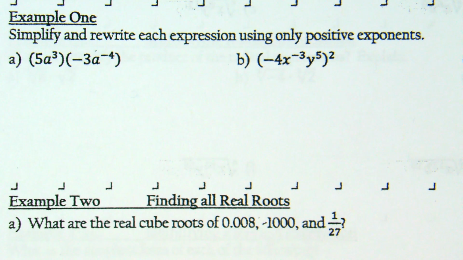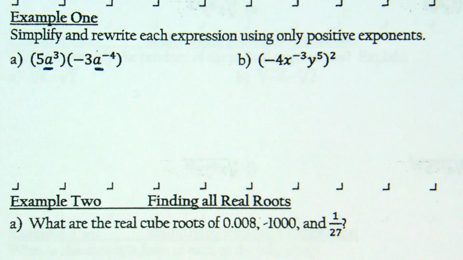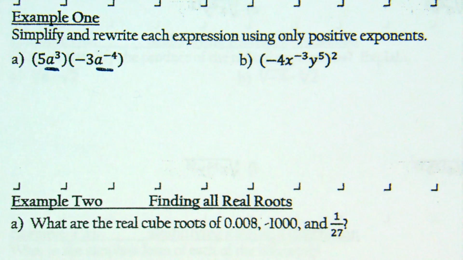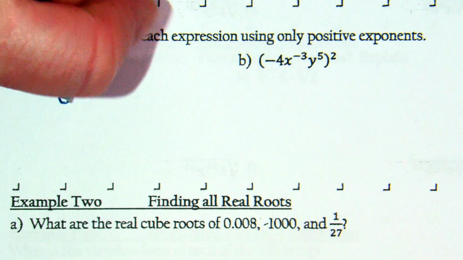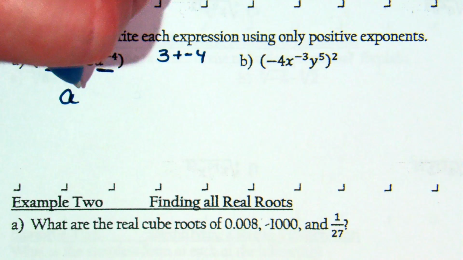What do you guys notice inside here? These are both a to some power, yes? So if you think about the fact that these are both a to some power, it's a to the third times a to the negative fourth, which is going to make it a to what power? What is 3 plus negative 4? And 3 plus negative 4 is negative 1, yes?